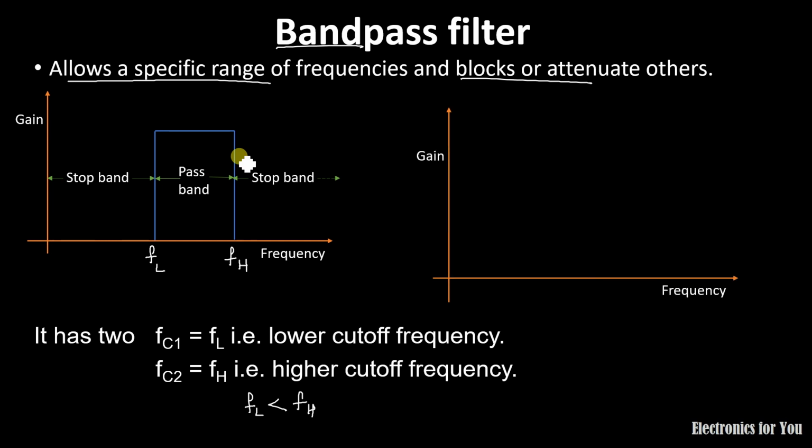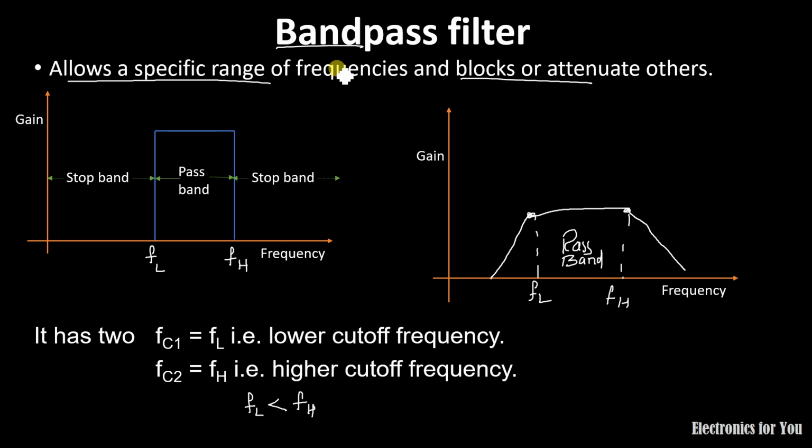Now let's draw the practical frequency response. Now this should be gradually increased, and this should be gradually decreased. So the graph will look like this. Now this frequency range is allowed, so it is the pass band, and these are two stop bands. So this is FL and FH. In this way we can draw the frequency response for the band pass filter.